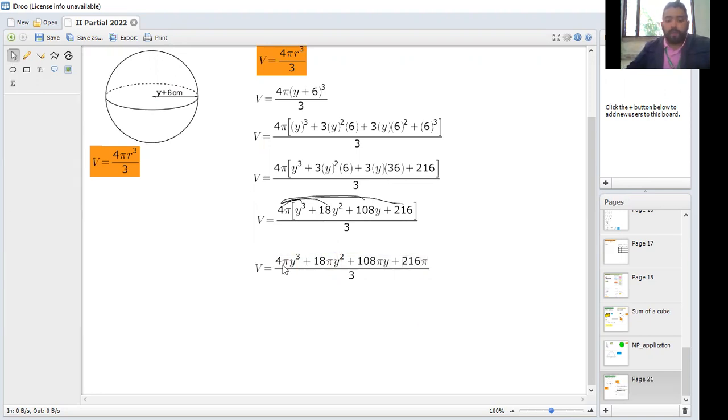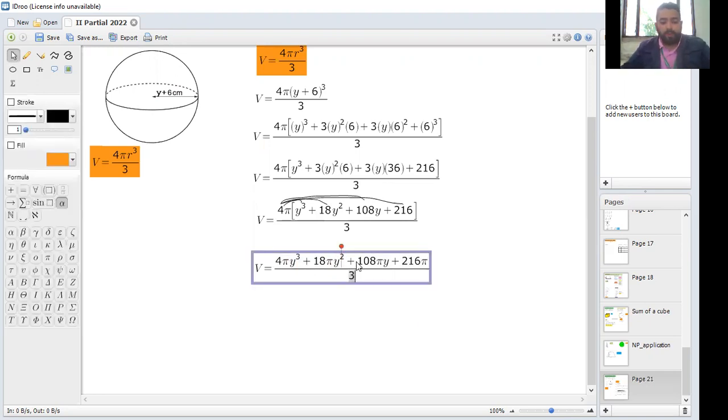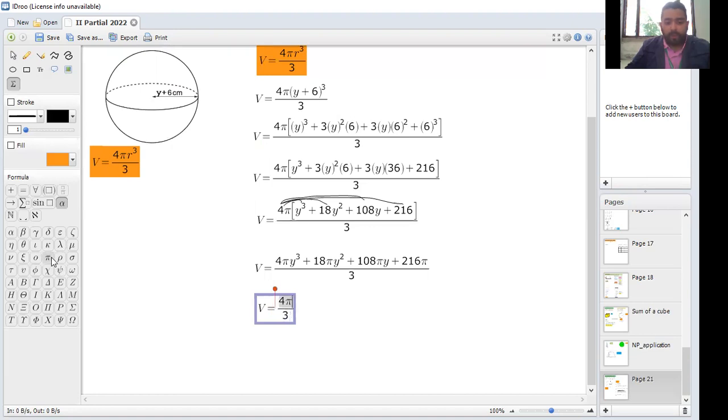After this, you need to divide all of this by 3. So you are going to have V, or volume, equal to 4 over 3 pi y to the third in this case, then plus 18 divided by 3 is 6 pi y to the second. Then you divide 108 by 3, and you copy pi and the y. Remember, you can multiply by the value of pi, but in this case, we are going to express the volume in terms of pi.